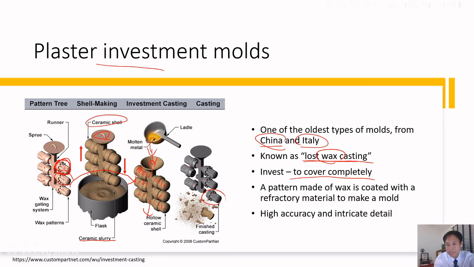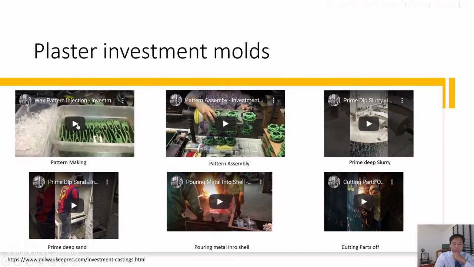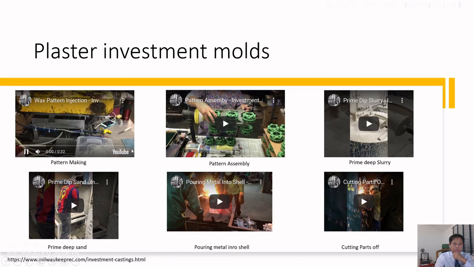So the advantage of this method is that it guarantees high accuracy and intricate detail, because the shell mold keeps the very accurate or intricate details of the wax mold. So that's why this method can keep high accuracy. I also found this example on YouTube. I want to share this method using the video.